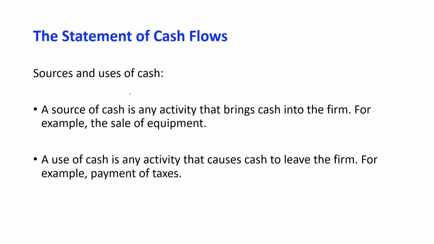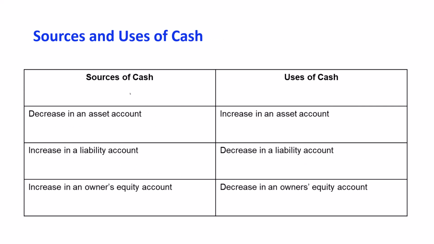So a source of cash is an activity that brings cash to the firm. For example, when you sell your inventory, when you sell your factory or an equipment, the cash is coming into the firm. A use of cash, on the other hand, is an activity that causes cash to leave the firm. For example, when you pay taxes, when you pay interest, pay off debt, these are all uses of cash. We can summarize all of that here.